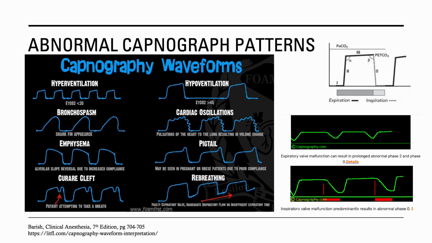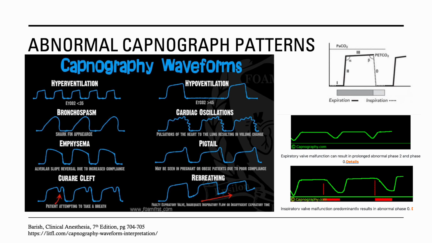All right, here we have abnormal capnograph patterns. This one could also be a big, long lecture, but we'll try to simplify this as much as possible. So I included a picture of a normal capnograph on the top right, which has the 4 different parts of the waveform labeled, phases 1 through 4. And different pathologies and non-pathologies can cause these capnographs to look different.